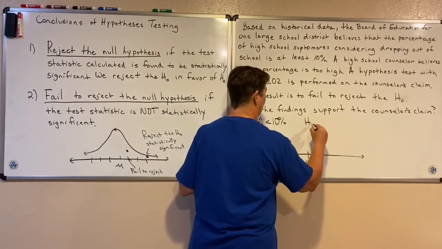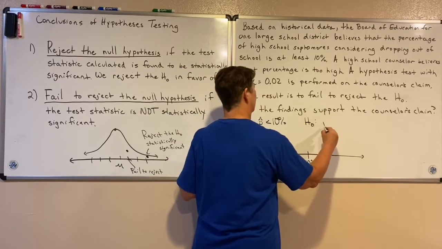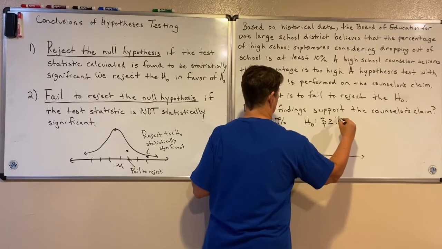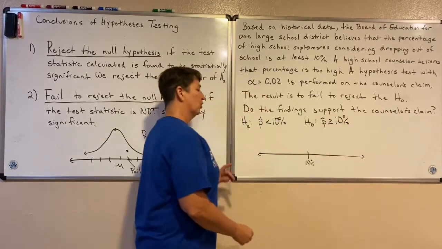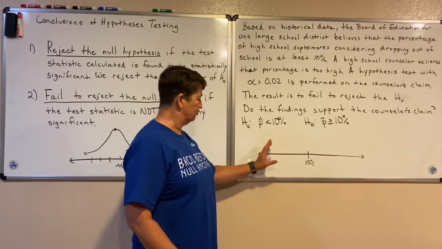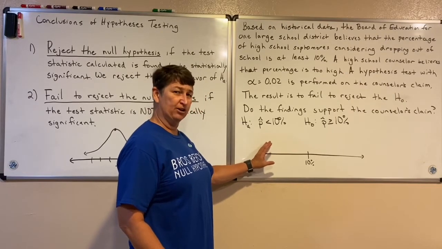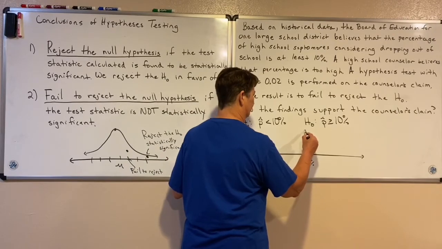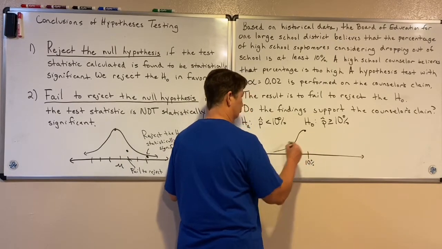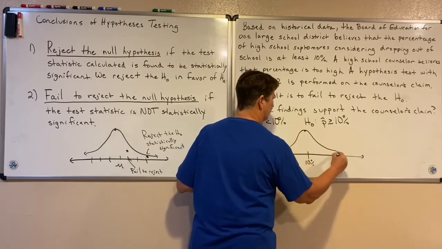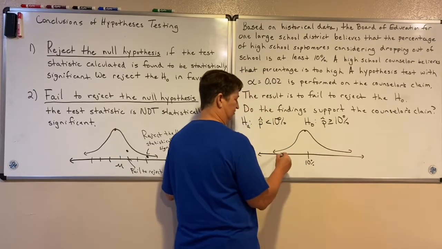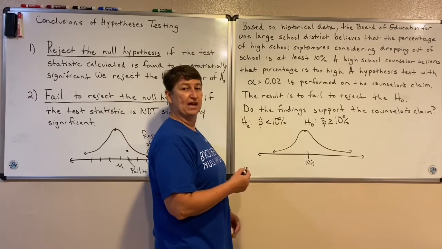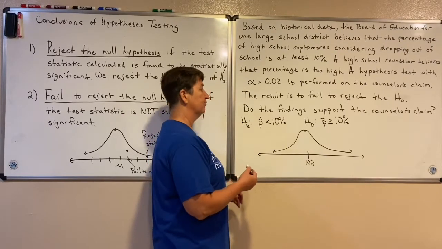And then the null is that it is greater than or equal to that 10%. So we're looking for something small enough down here to support that counselor's claim. The counselor's looking for enough evidence that it's way down here, and it's a 2% chance down here that we would get that test statistic. And then we would say it's statistically significant.